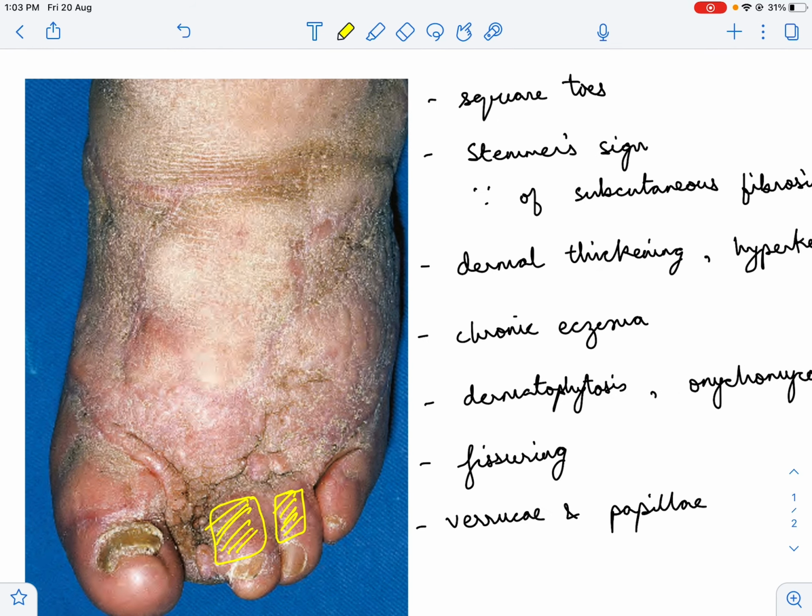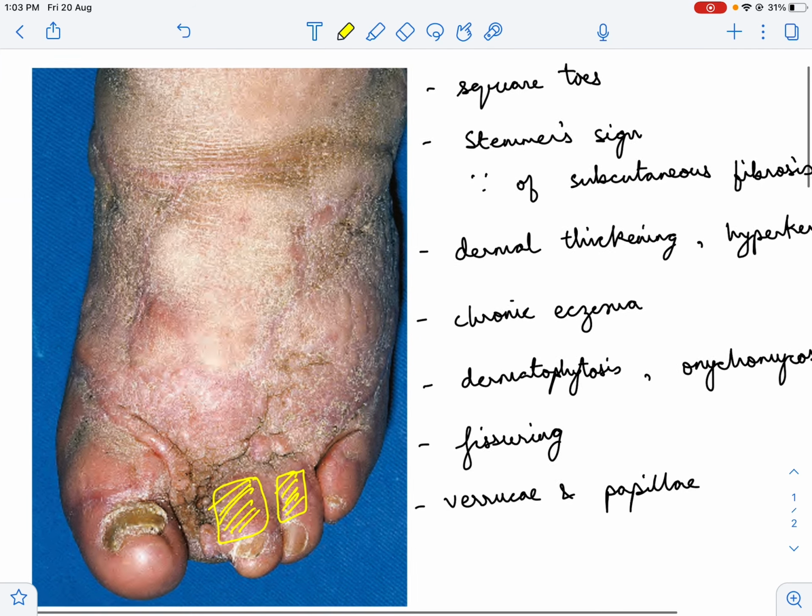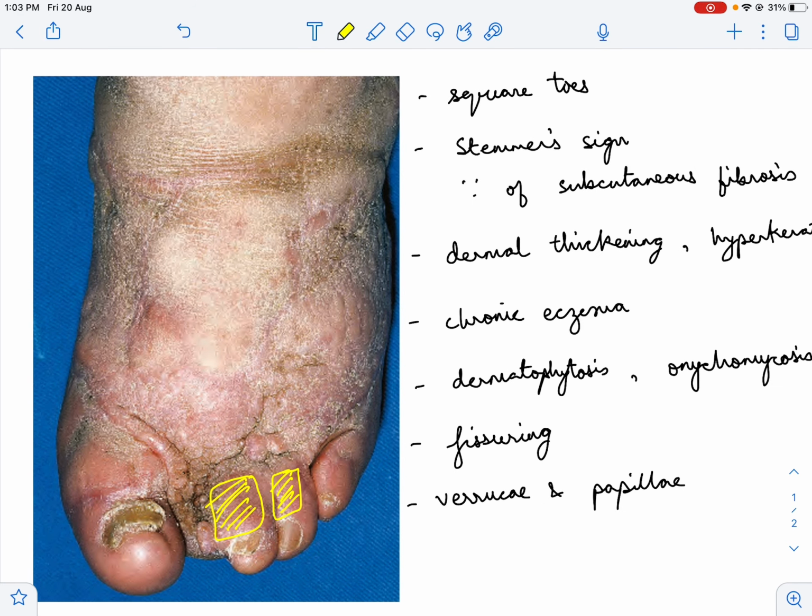When you try to pinch the skin over here or anywhere, you will not be able to pinch that skin. That is because of subcutaneous fibrosis. In this picture, you can also see that the skin looks thickened, that is dermal thickening. There is hyperkeratosis, as is seen by these structures over here. It looks like an elephant skin basically.